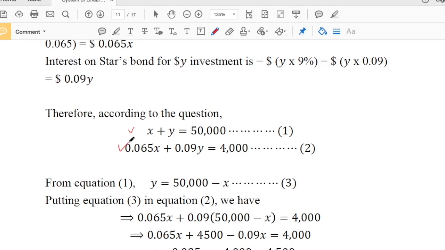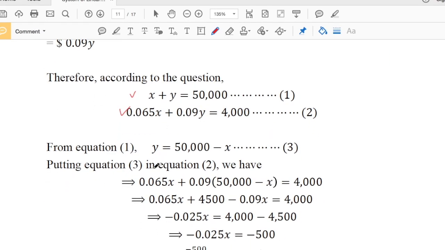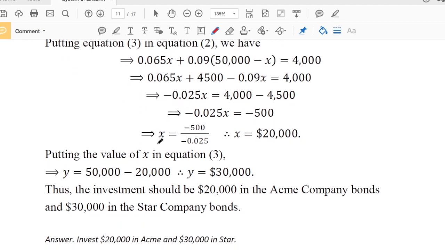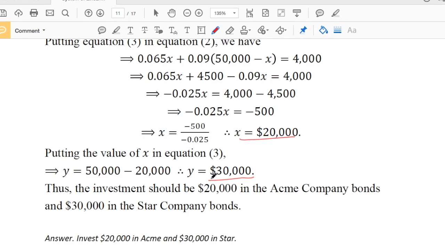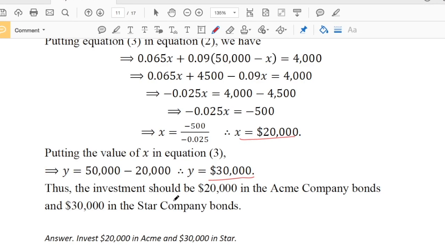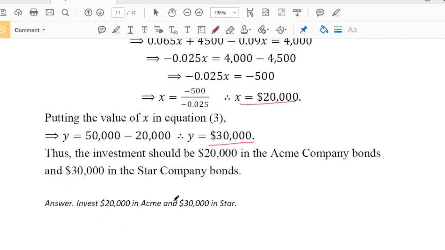Now by the method of substitution I used here, but you can use elimination technique as well. By using substitution technique we calculate x and y. So it indicates that you need to invest $20,000 in ACME and $30,000 in STAR to receive $4,000 at the end of each year as interest.